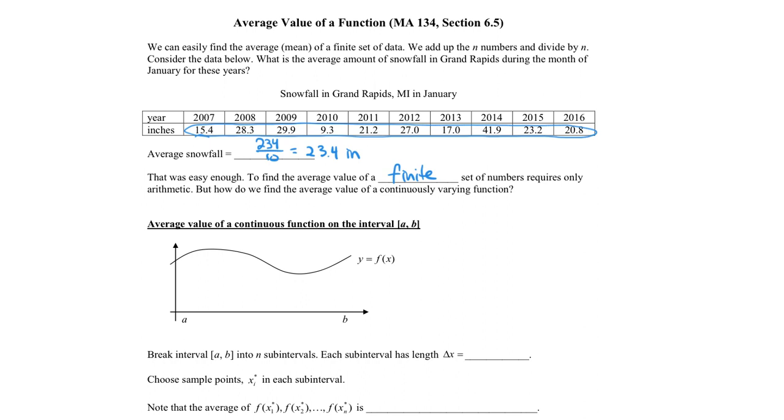But how do we find the average value of a continuously varying function? So here we've got this function, and you can see it varies, right? And not only does it vary, but how many points are here? Like here there were 10 different years, right? Well, how many different inputs are there here along this x-axis? Right? There's an infinite number of them. So we're dealing with something a little bit different in this case.